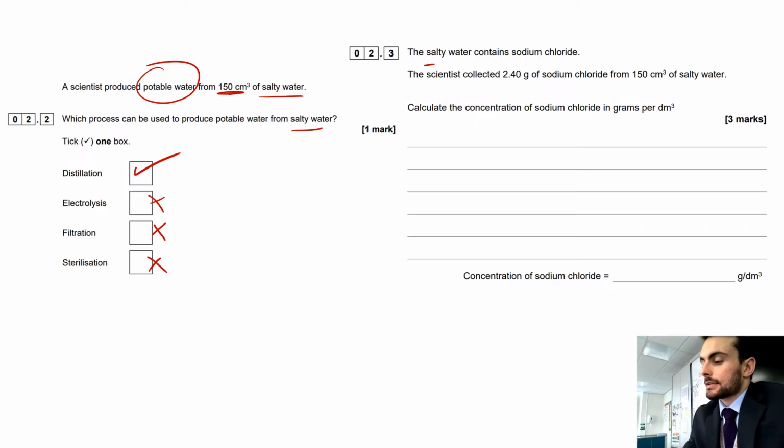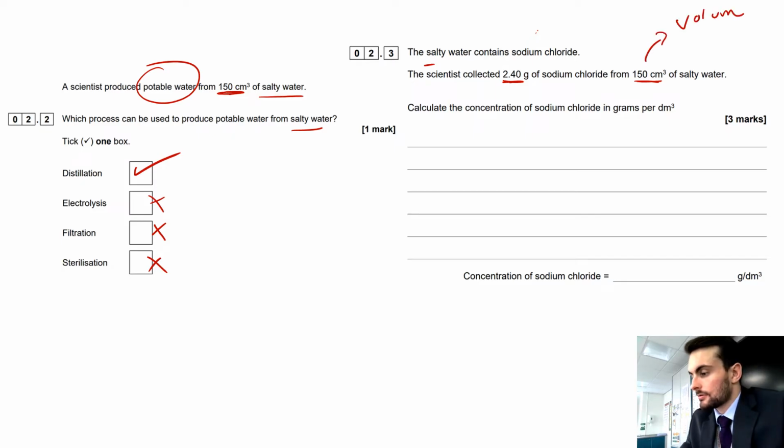And then the next one. The salty water contains sodium chloride, which is just typical salt. The scientists collected 2.4 grams of sodium chloride from 150 centimeters cubed of salty water. So if it's centimeters cubed, it's a volume, and this is a mass. Calculate the concentration of sodium chloride in grams per decimeter cubed.